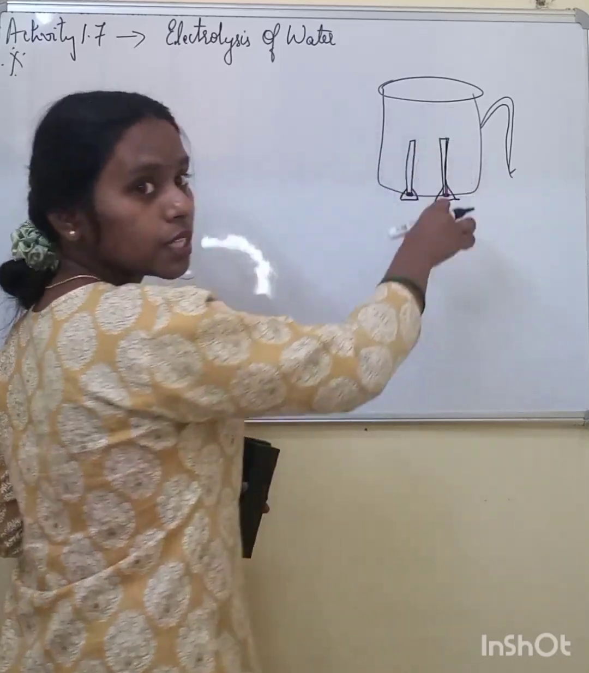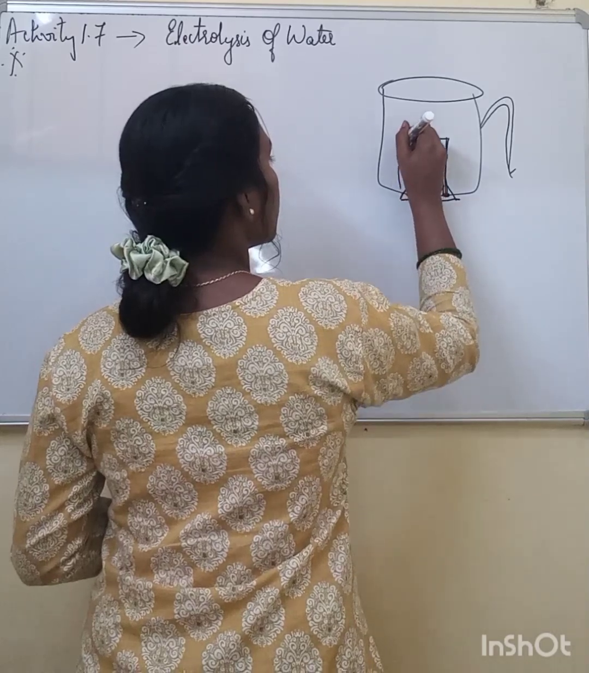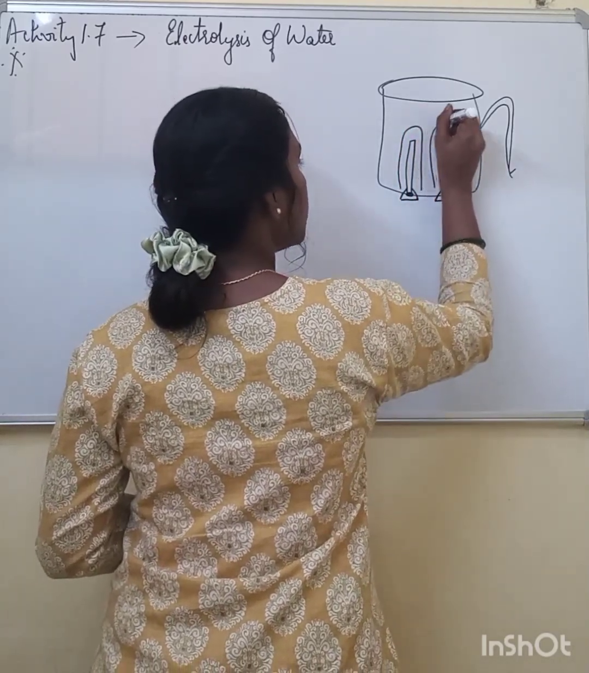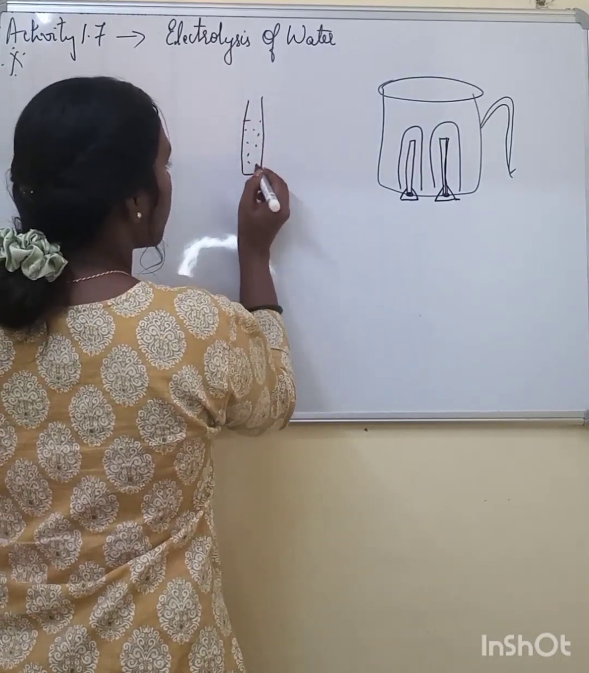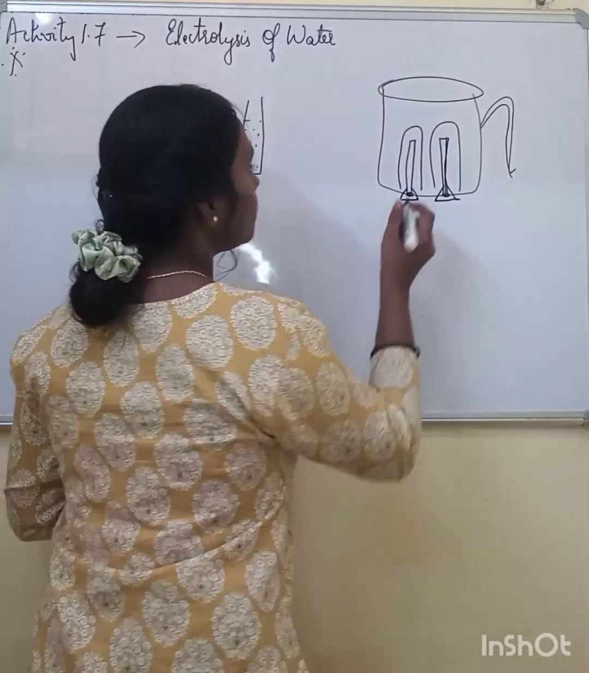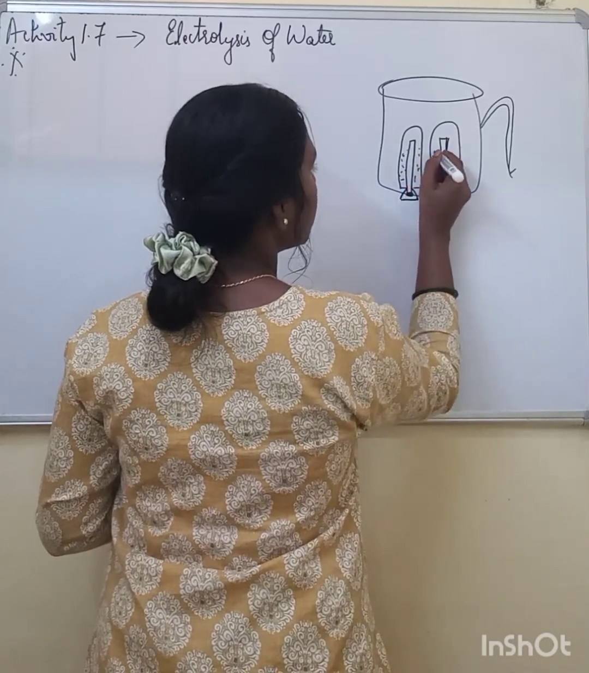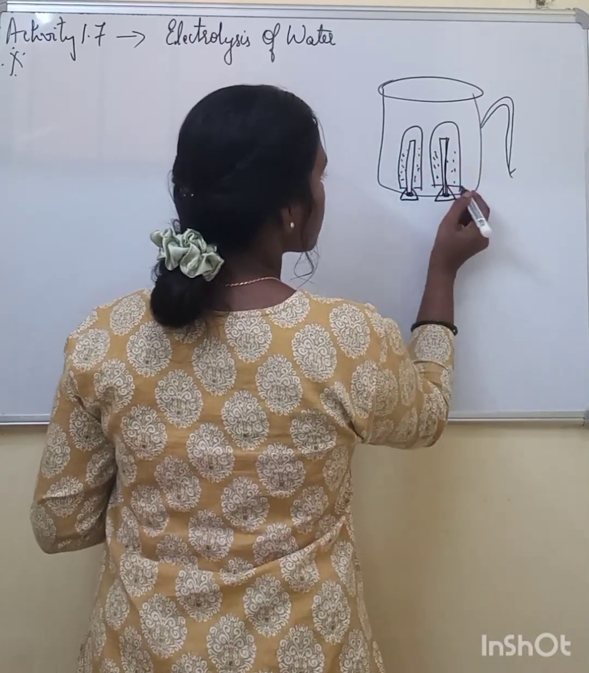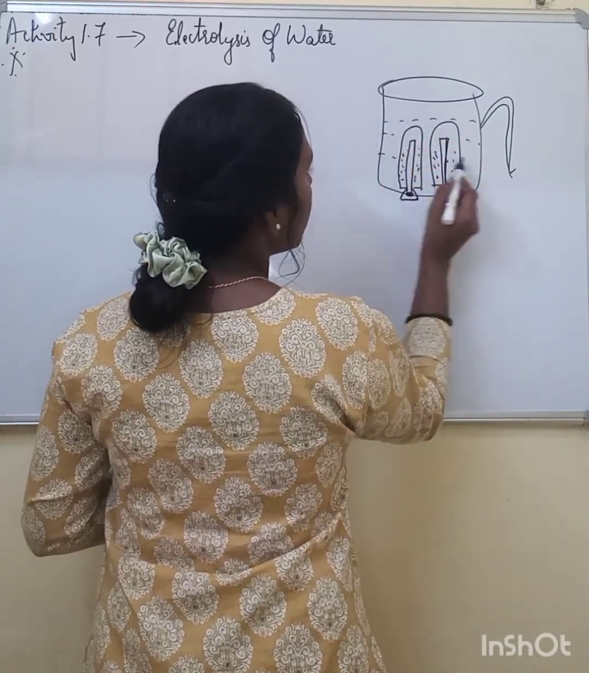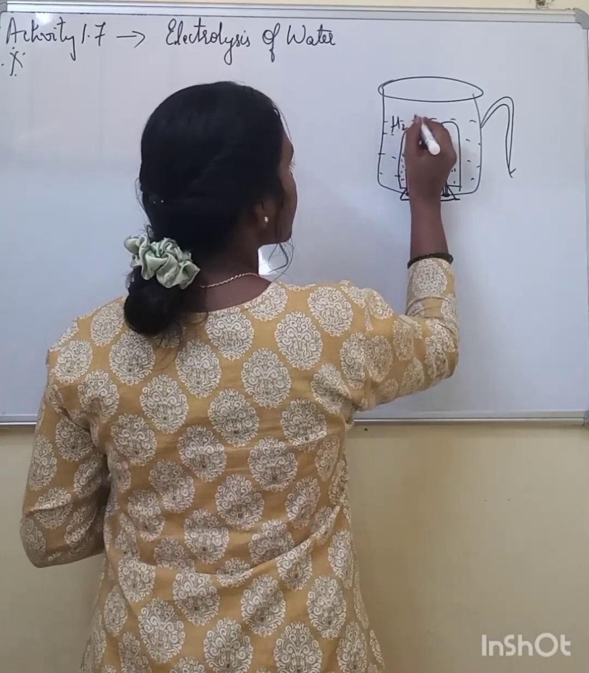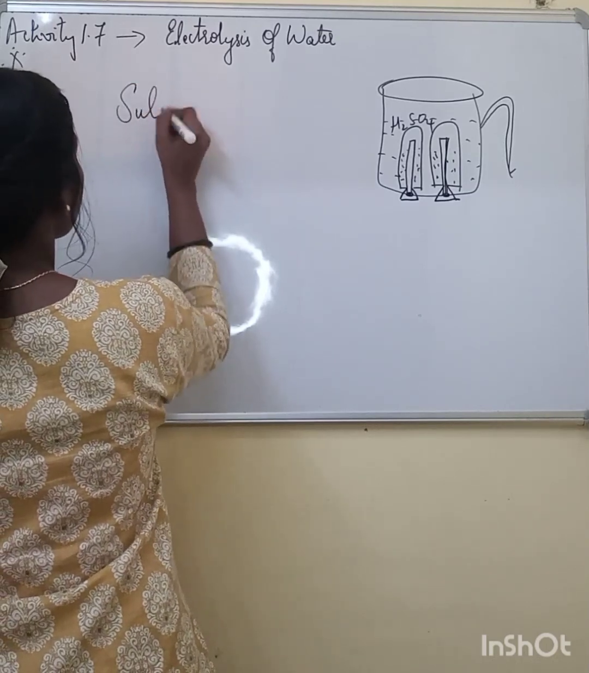Next to each electrode you invert a test tube which is filled with water. We take a test tube filled with water and invert it over the electrodes. So in this beaker we will have water and there is sulfuric acid present in it, H2SO4.